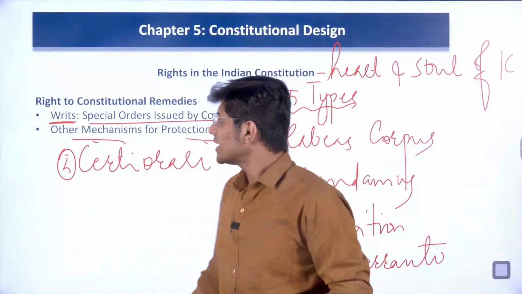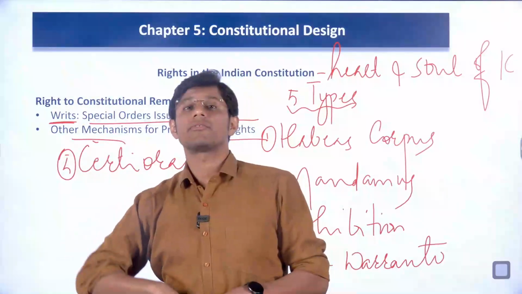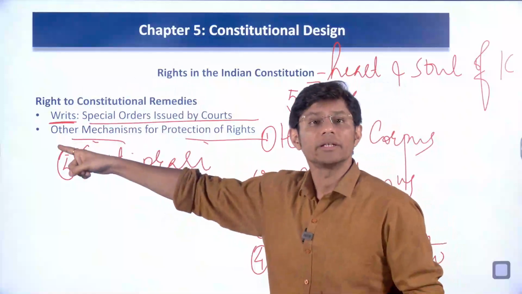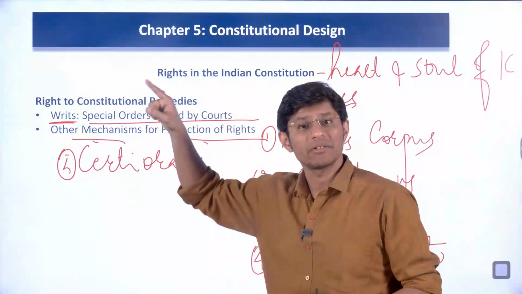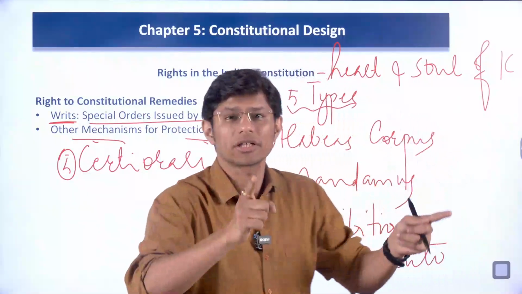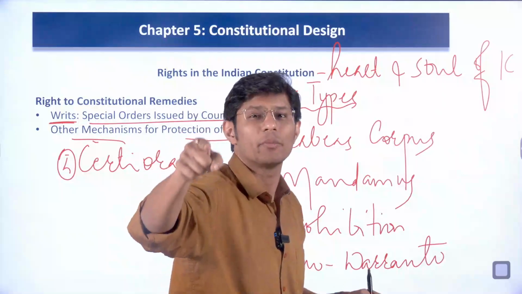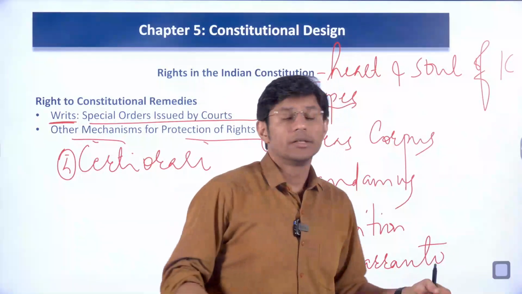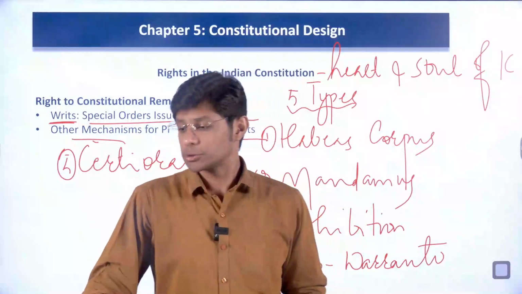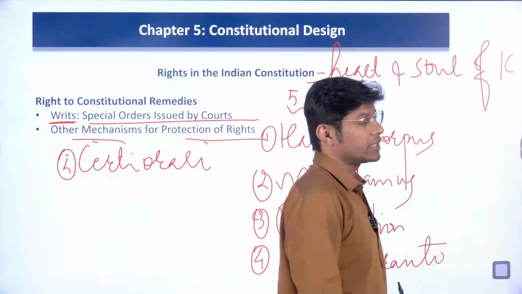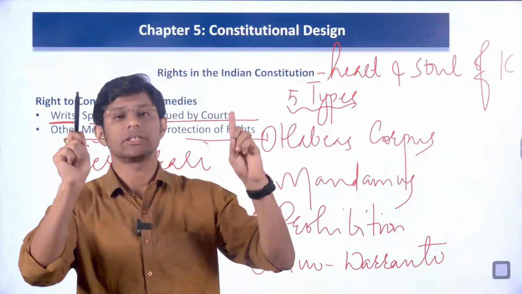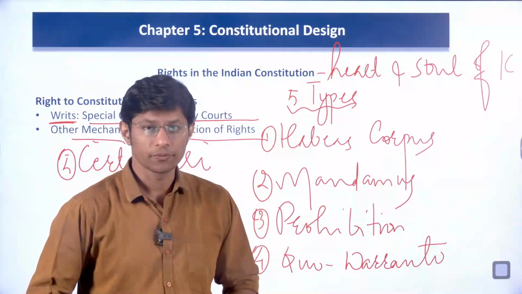The question is, why is this right so important that Dr. Ambedkar referred to it as the heart and soul? Why? Because legal action can be taken against the government. If the government abuses power, takes away the right, legal action can be taken. This right is a key safeguard of democracy. It allows the citizens to hold the government accountable and then seek justice, get justice, especially when the rights are violated. That's the reason this right is referred to as the heart and soul of the Indian Constitution. Understood?